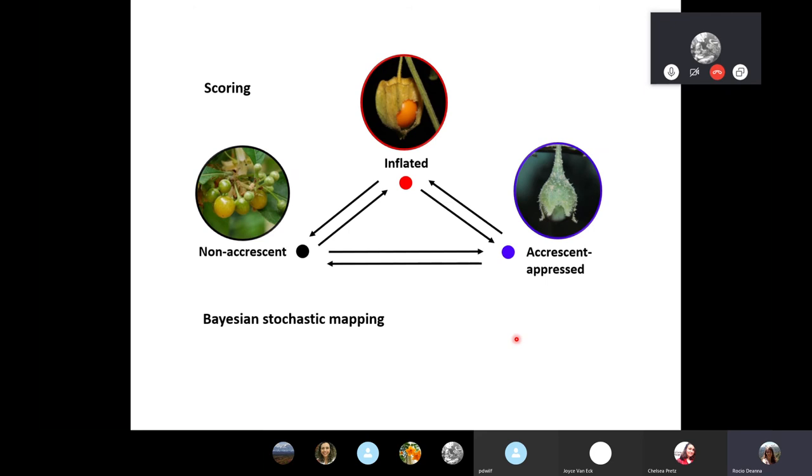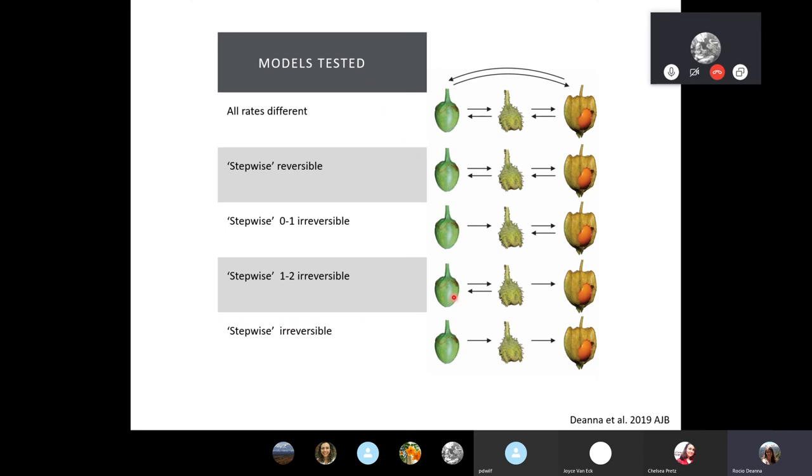So after we had scored all the species, we applied Bayesian stochastic mapping to address different questions, like whether all these routes are possible or whether some of them are directional or not. With all the scoring ready, we first tested the evolutionary model. We tested if our data fitted better with a model where all the rates are different, like this one, or, for example, if it fits better with a stepwise model, totally reversible, or with some steps irreversible like these ones. We found out that the best model was the third one: stepwise and irreversible in the step from an accrescent calyx to a non-accrescent calyx.